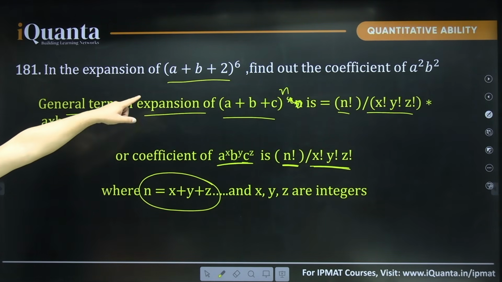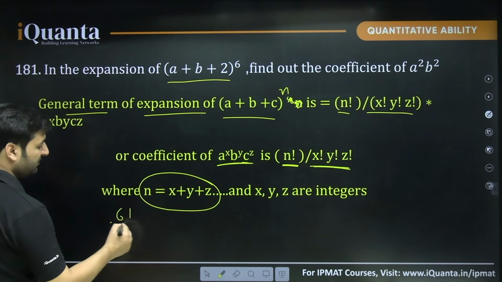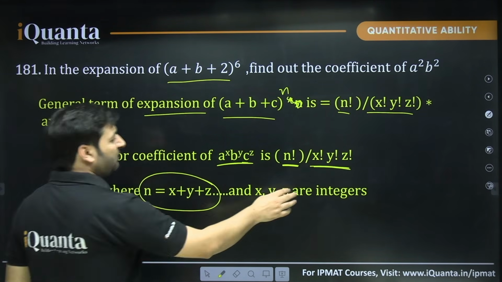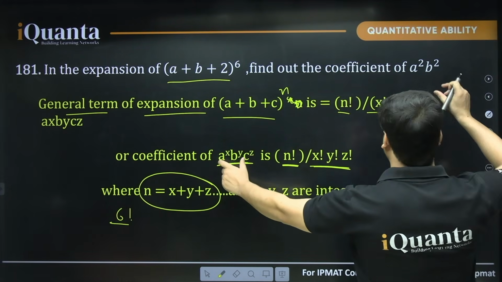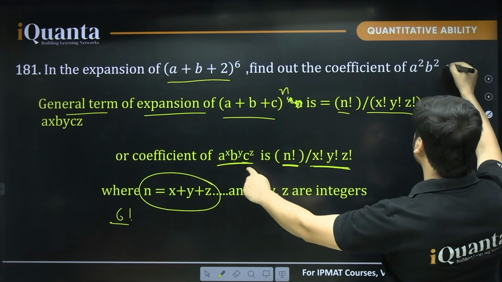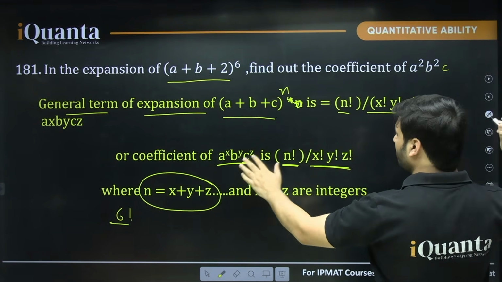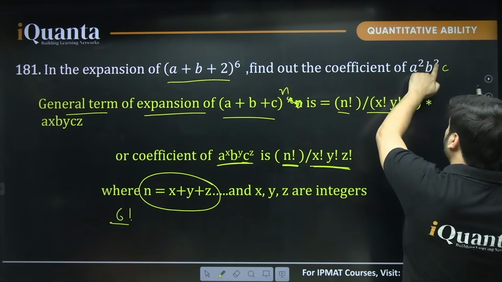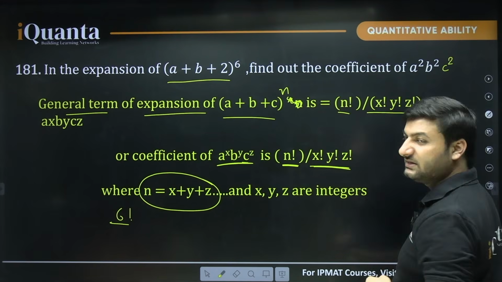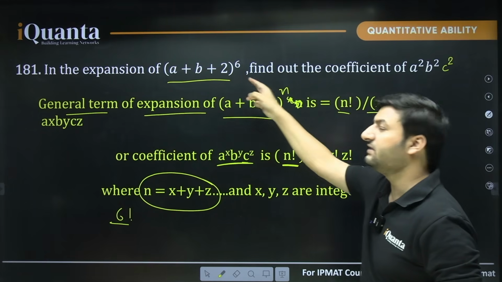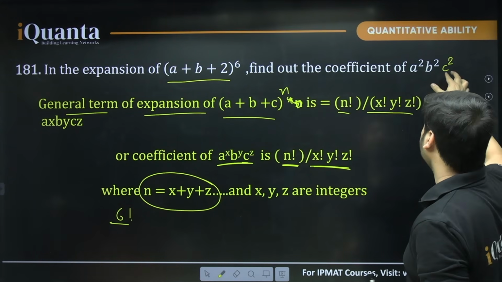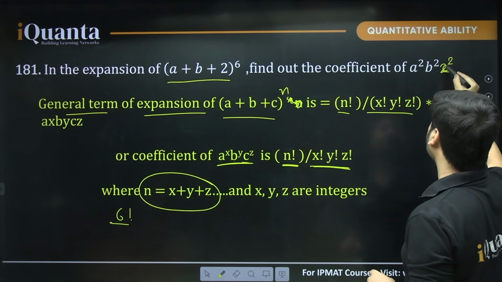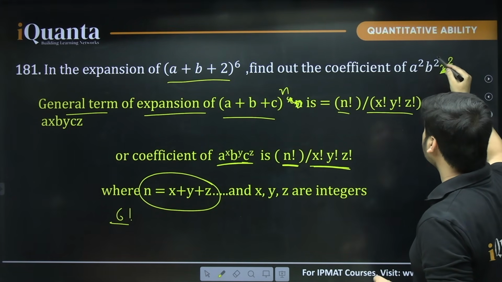Let's do this. We have power n, so the coefficient will be 6 factorial upon x factorial, y factorial, z factorial, and we are comparing the coefficient of a to the power x, b to the power y, c to the power z. Now you just have to remember that the total power n is equal to the sum of x, y, z. So x is 2, y is 2, z will also be 2, then only the sum of powers will be 6, because this power 6 is going to be distributed among these 3 terms.